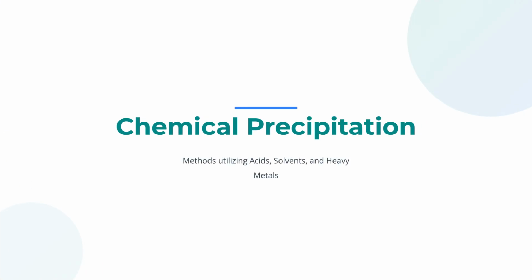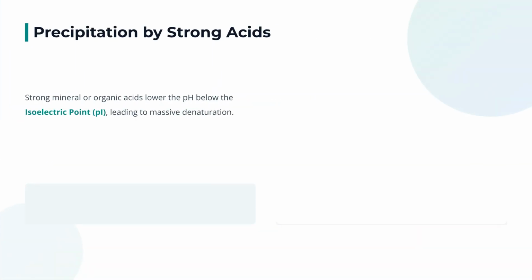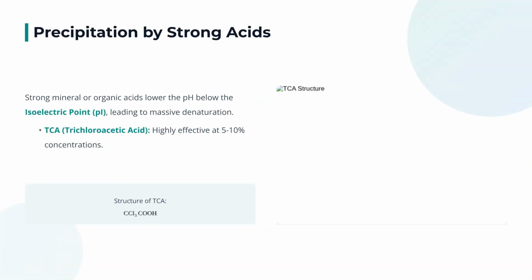Next, we explore chemical precipitation methods, which utilize acids, organic solvents, and heavy metals to remove proteins. Strong acids like trichloroacetic acid, or TCA, and perchloric acid, or PCA, lower the pH below the isoelectric point, causing massive protein denaturation. TCA is highly effective, while PCA is preferred for preserving small metabolites.